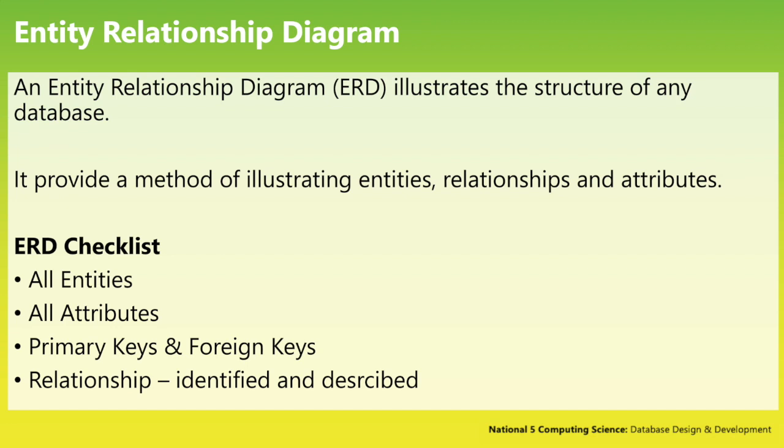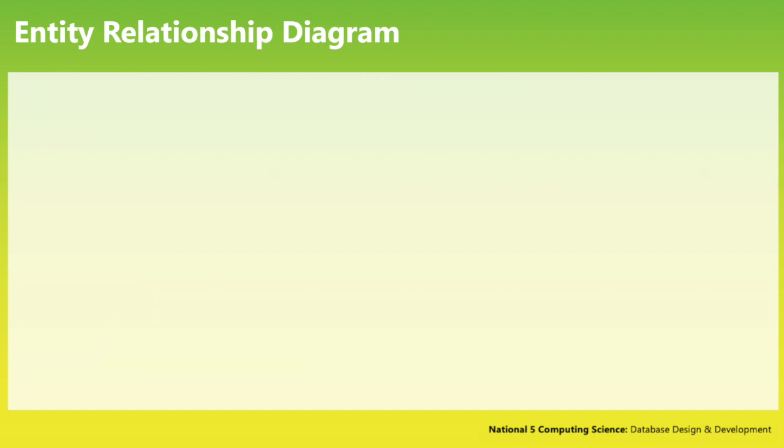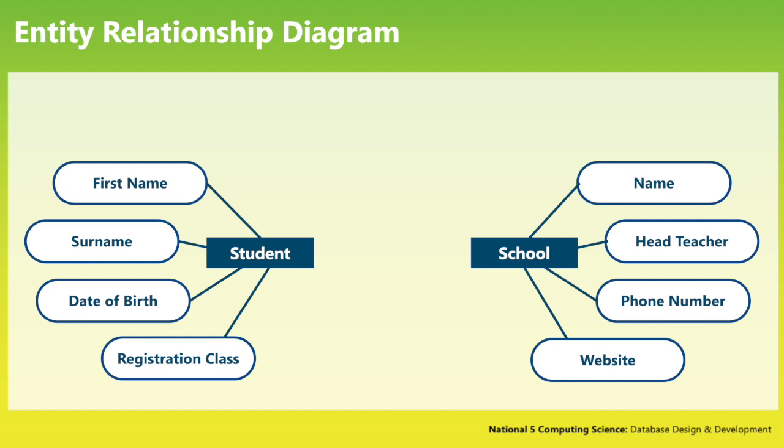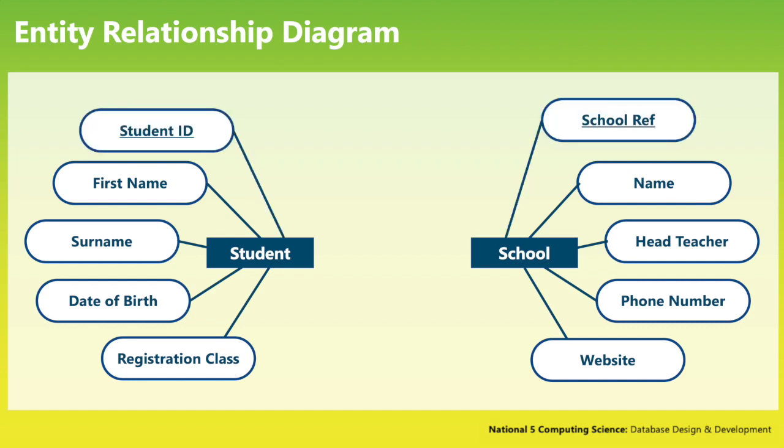So let's have a look at a full entity relationship diagram for our case of the school and the student. So we start with our two entities, and then we add the attributes for each of our entities. Once we've added our attributes, we then need to consider our primary keys, and we indicate that student ID and school ref are primary keys by underlining them. So the underline here tells me that these are our primary keys.